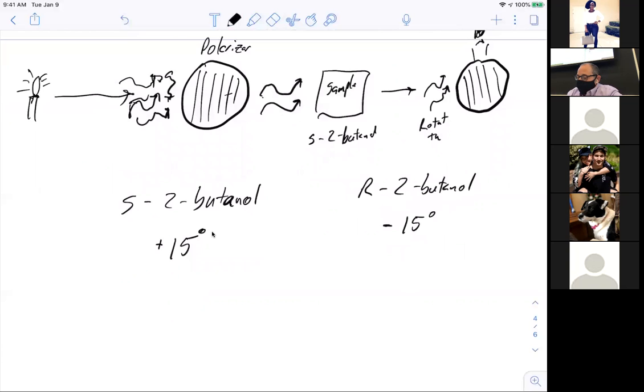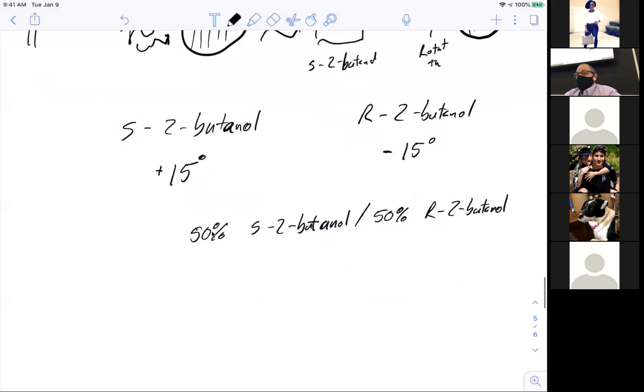If I had a mixture of 50% S-2-butanol, and again, I'm making up the 15, so if you go look it up in a book, it's not fake news, I'm just picking a number off the top of my head. Okay. Now, if I had a mixture of this, right, so if this is 100% S and 100% R, then if I had a 50-50, what would be my optical rotation? 0 degrees, right?